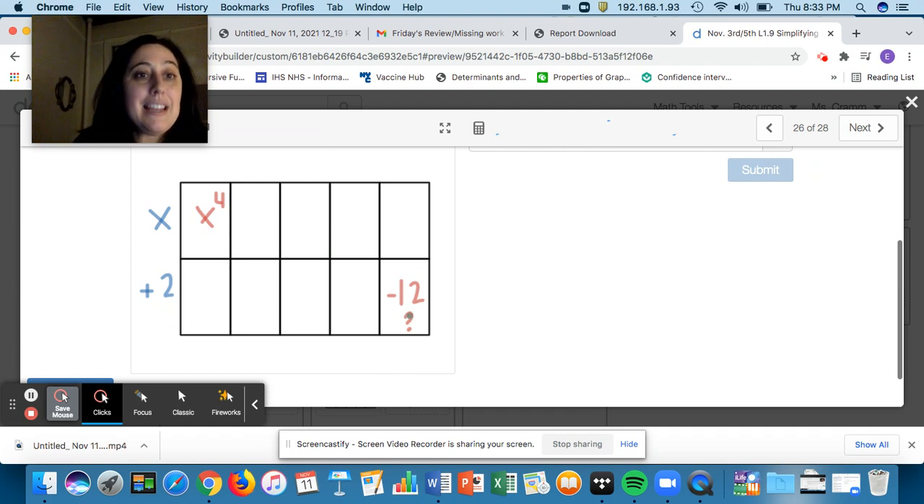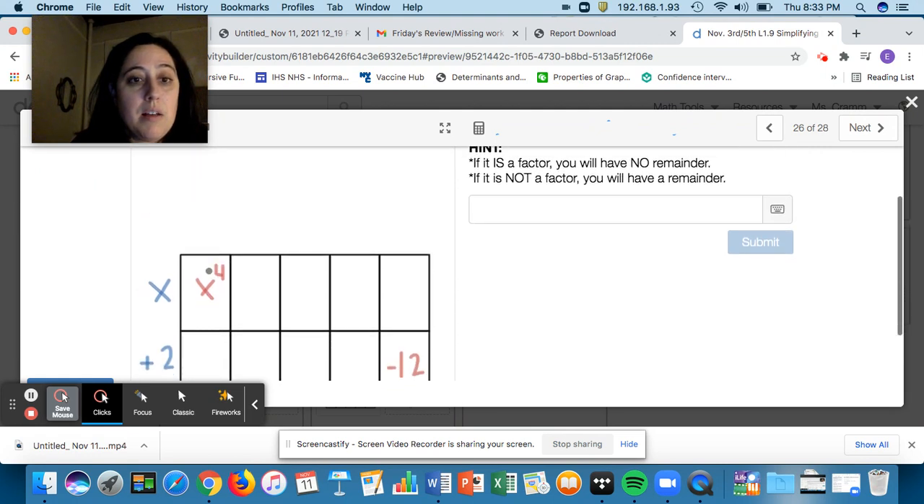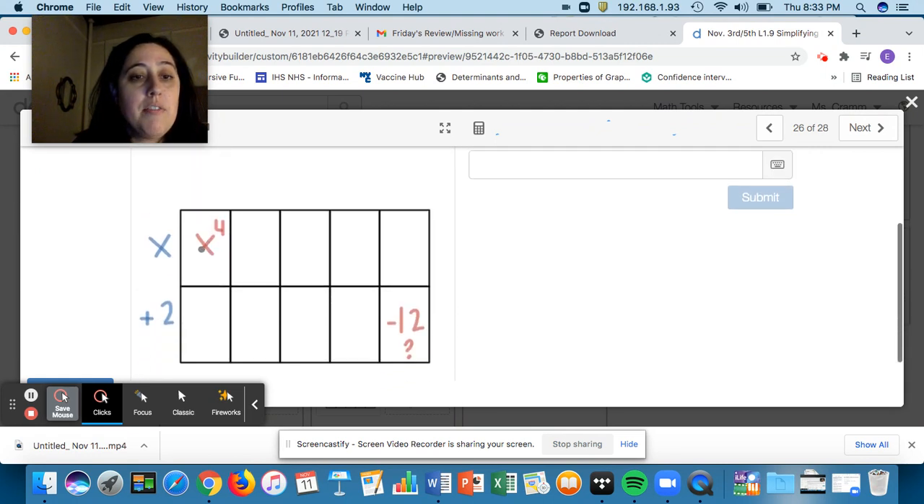If I get any number other than negative 12, x plus 2 is not a factor. All right, so let's go through. We have x times x to the third, which gives me x to the fourth inside. Now x to the third times 2 would give me 2x to the third.